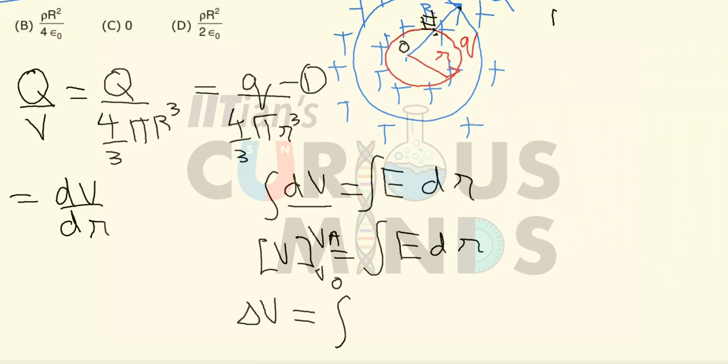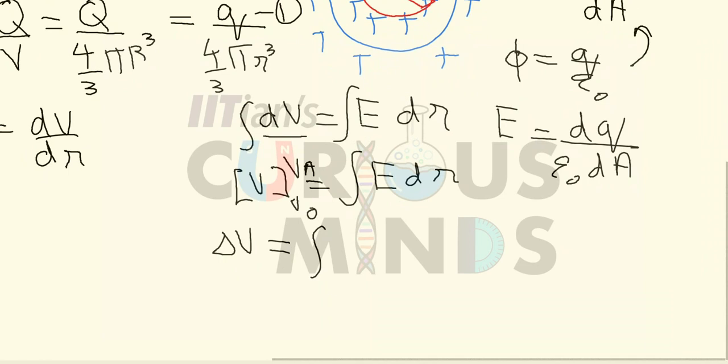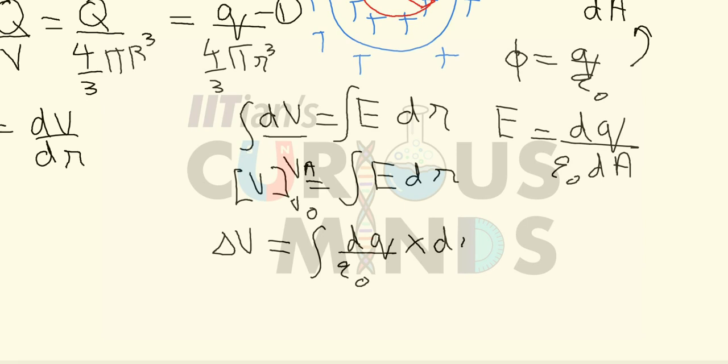Now how can I write E? E over here can be written as d phi divided by area dA. Now phi is equal to Q divided by epsilon naught. So when I substitute in this given equation, E will be equal to dq divided by epsilon naught into dA. Let me substitute over here. It will be equal to dq divided by epsilon naught into dr divided by dA.